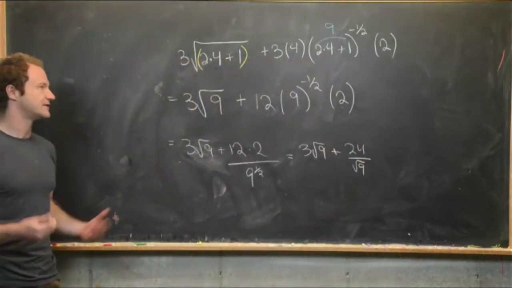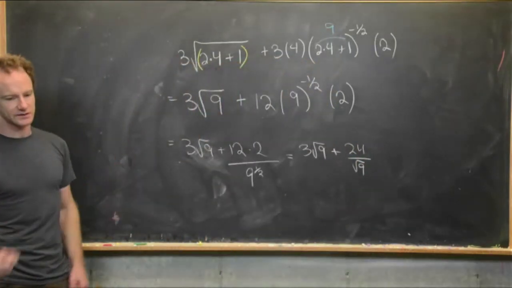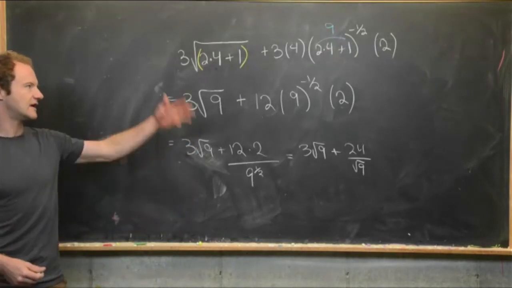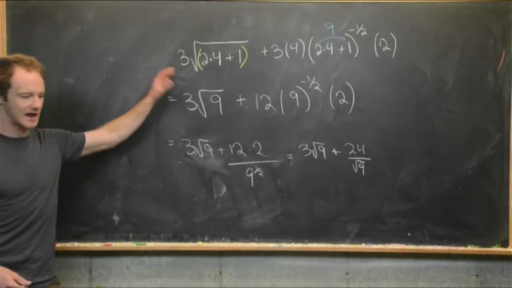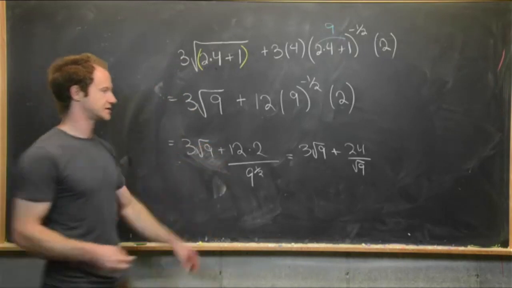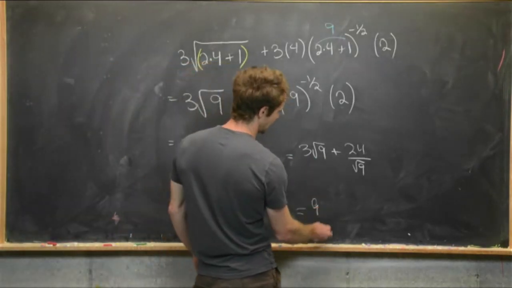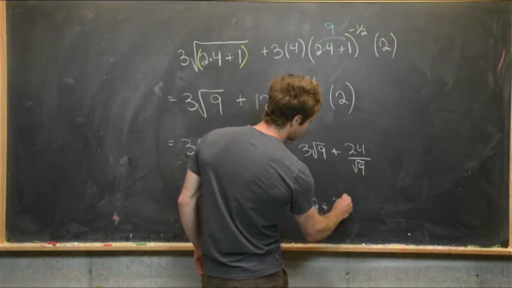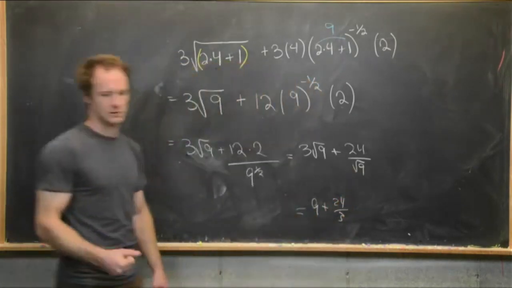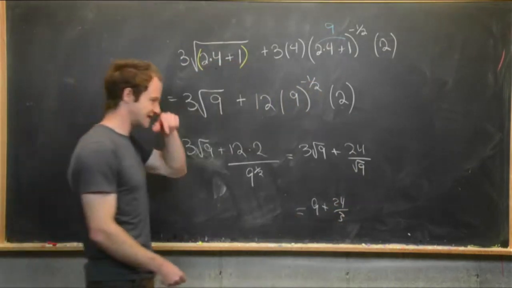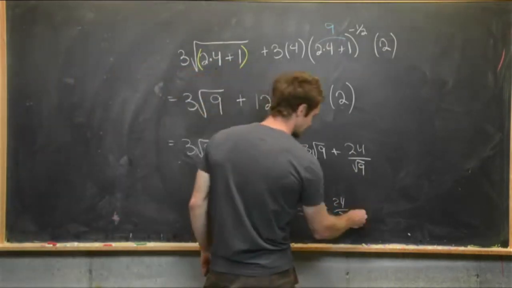But now we can use the fact that we know what the square root of 9 is. The square root of 9 is 3. We could have done that simplification for part of this way back, but we just didn't. So the square root of 9 is 3. So that makes this 3 times 3, which is 9, plus 24 over 3. But 24 over 3 is 8, so that's 9 plus 8, so that's 17.